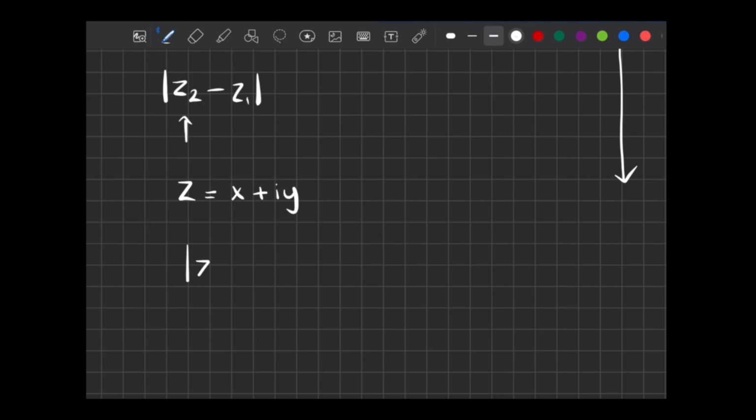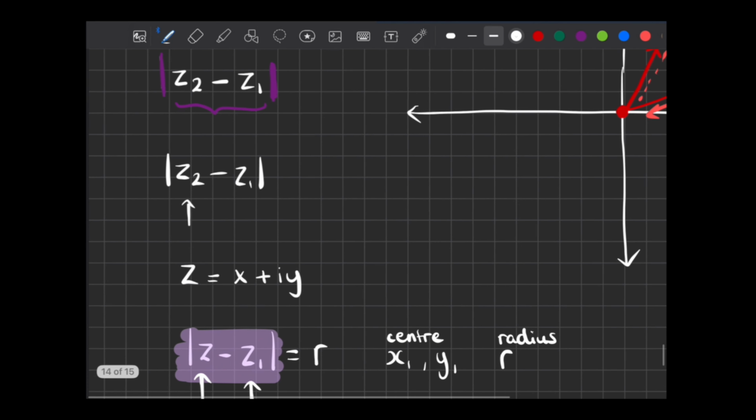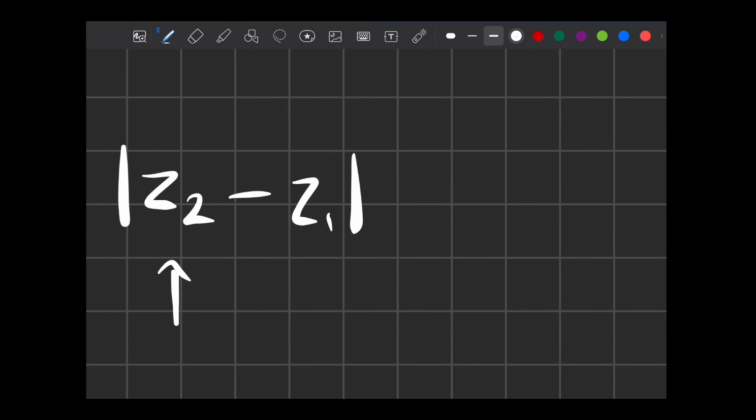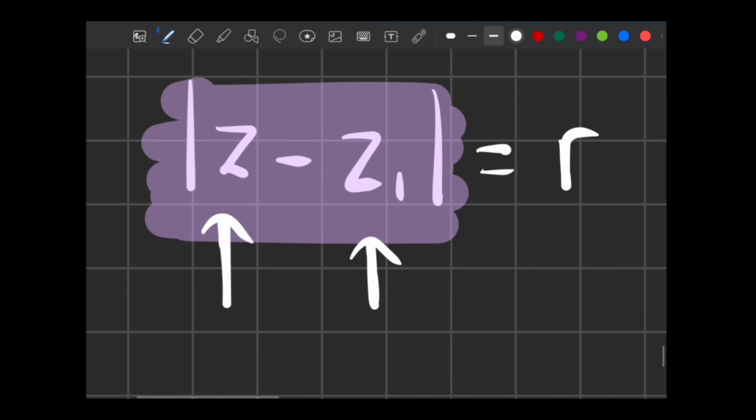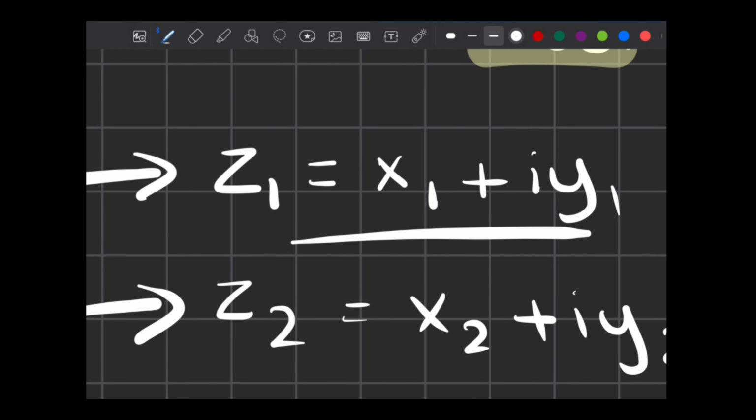The points described by this expression gives us a circle with center x1, y1, and radius r. Let's see why this is the case. So this expression right here just tells us the distance between any general point, any complex number, and z1, because we showed that this represents the distance between z2 and z1. So this expression represents the distance between any complex number and z1, which is a defined complex number given by x1 plus i times y1.